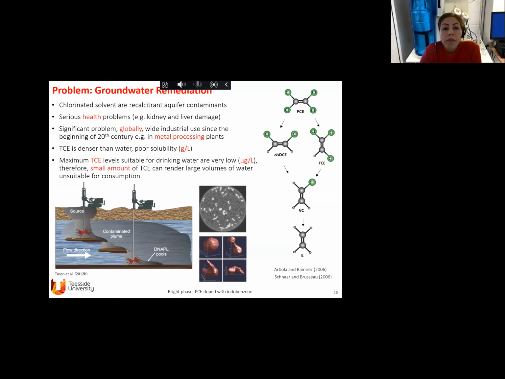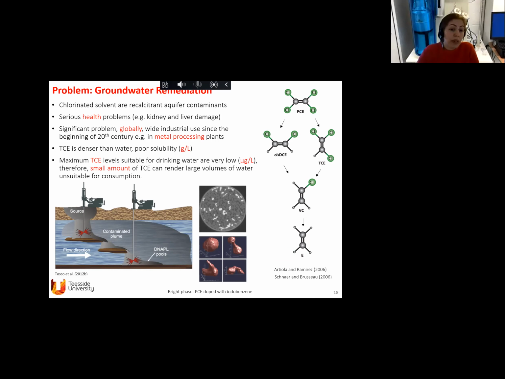But also, if you think about the levels of this contamination, the maximum level you can have and still be able to drink this water is around the micrograms per liter scale. So a small amount of these can render quite a large volume of water unsuitable for drinking. So we need a technology or a suite of technologies where you can deal with the source of contamination, preferably in situ, to not disturb what is happening at the surface.